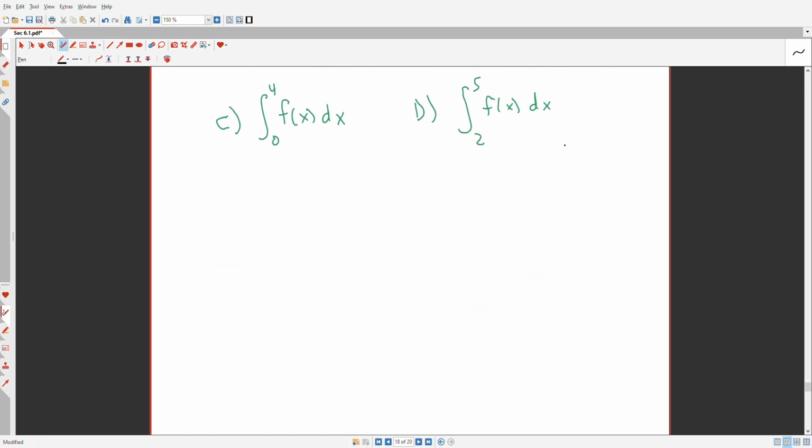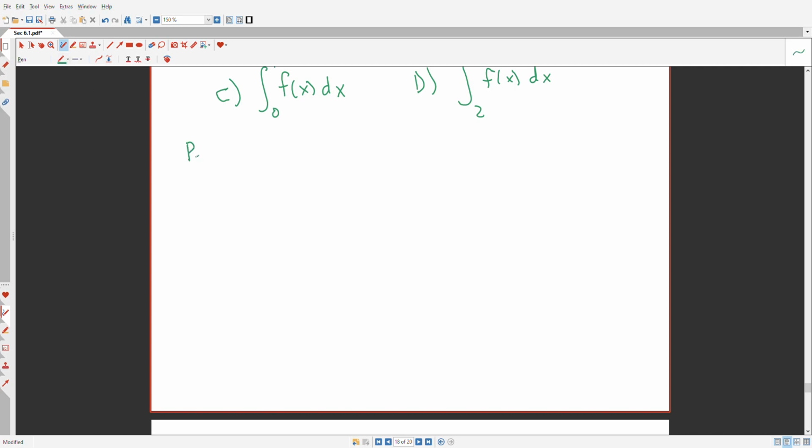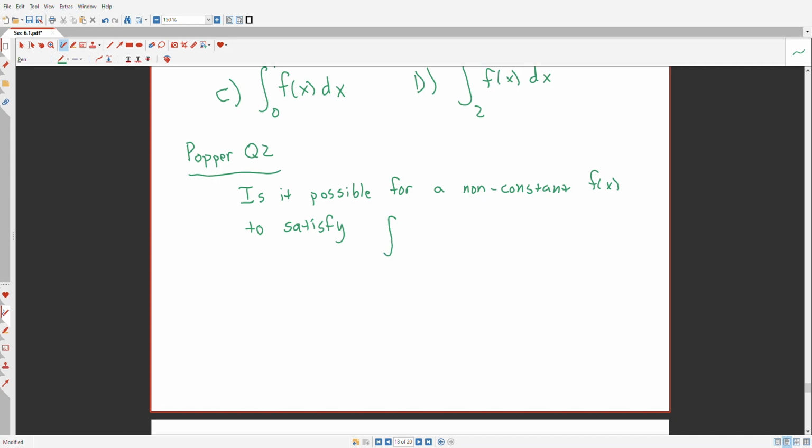All right, so let's try a second question. Popper question 2. Is it possible for a non-constant function, so not a flat line function, to satisfy the following property? Say from some number a to some other number b, when you compute its definite integral, you compute its signed area. Is it possible that this equals 0? And I'll even say, don't cheat, don't make a equal to b. We'll make them 2 different numbers, right?